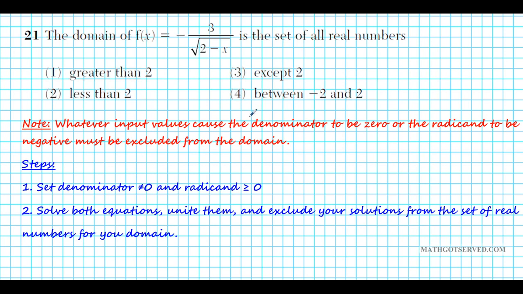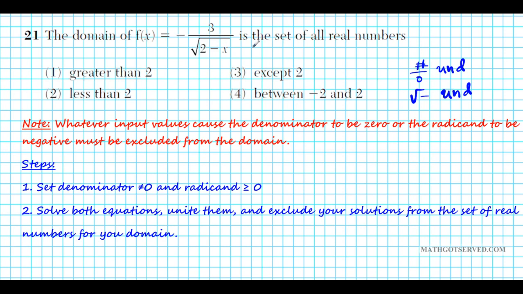All right. So one thing you want to note is that when you're solving problems involving domain, you want to watch out for square roots and rational expressions. Whatever input value causes the denominator of a rational expression to be 0, or anything that causes the radicand to have a negative value should be excluded from the domain. Just remember, a number divided by 0 is undefined, and the square root of a negative number is undefined.